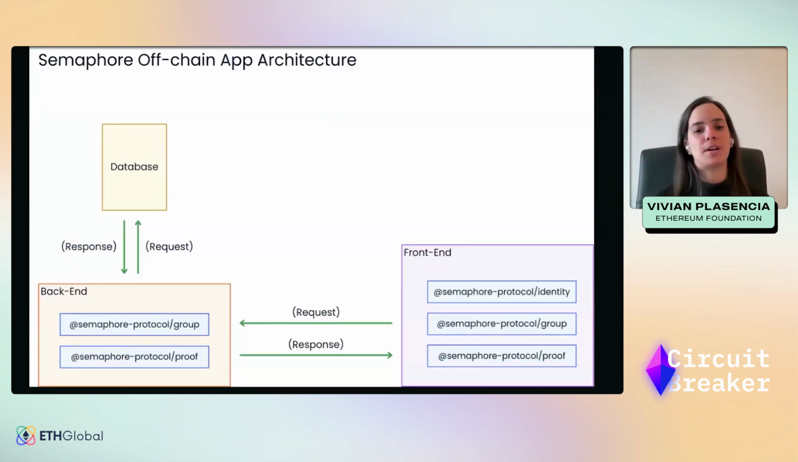Then this will be the architecture for a Semaphore off-chain application. You will need a database to store your data, the members and the signals. Then you will need a backend to query this data and send it to the user, and to verify the proof. In the backend, you will verify the proof. And then in the front end, you will generate the identity and have the group and proof package to generate the proof, which will be verified, as I said before, in the backend part. So this will be the architecture for the off-chain application.